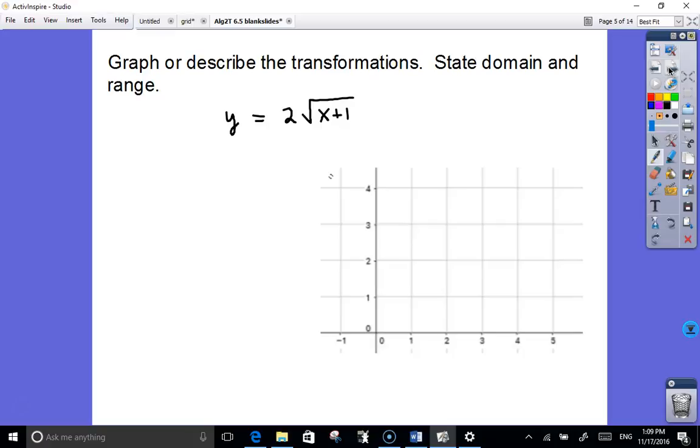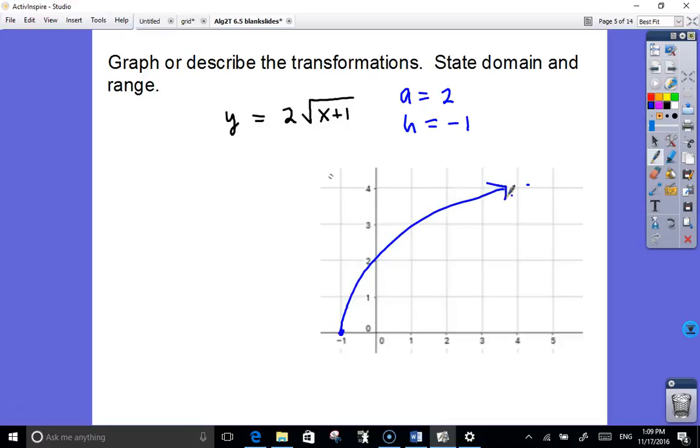So let's see. In this problem, what is the value of a? A is the 2, right? That's what's multiplying. And what would be the value of the h? -1, right? That's why it says x plus 1, because it's x minus -1. So if I was going to graph this, the a is telling us that we're going to stretch it, and the -1 is saying go 1 to the left. So I could make an approximate graph, right? I'll just say, okay, it starts here, and it goes off into the first quadrant like that.